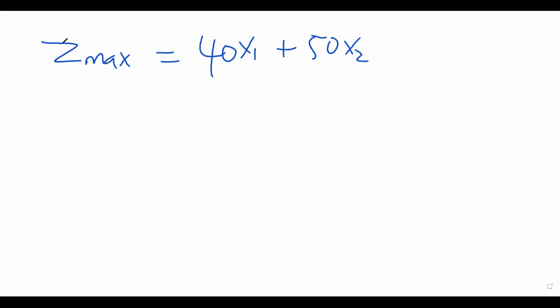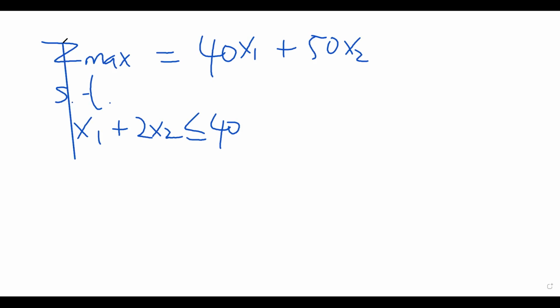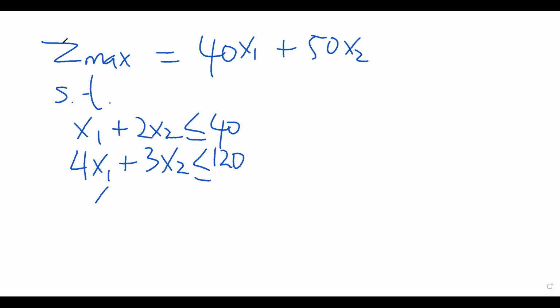Okay, so we have the Z max, and this was equal to 40x1 plus 50x2. Right. And this was subject to 1x1 plus 2x2 less or equal to 40. You know this formula well. And then you have another one, which was 4x1 plus 3x2 less or equal to 120 gallons. And then you have the non-negativity constraint right here.